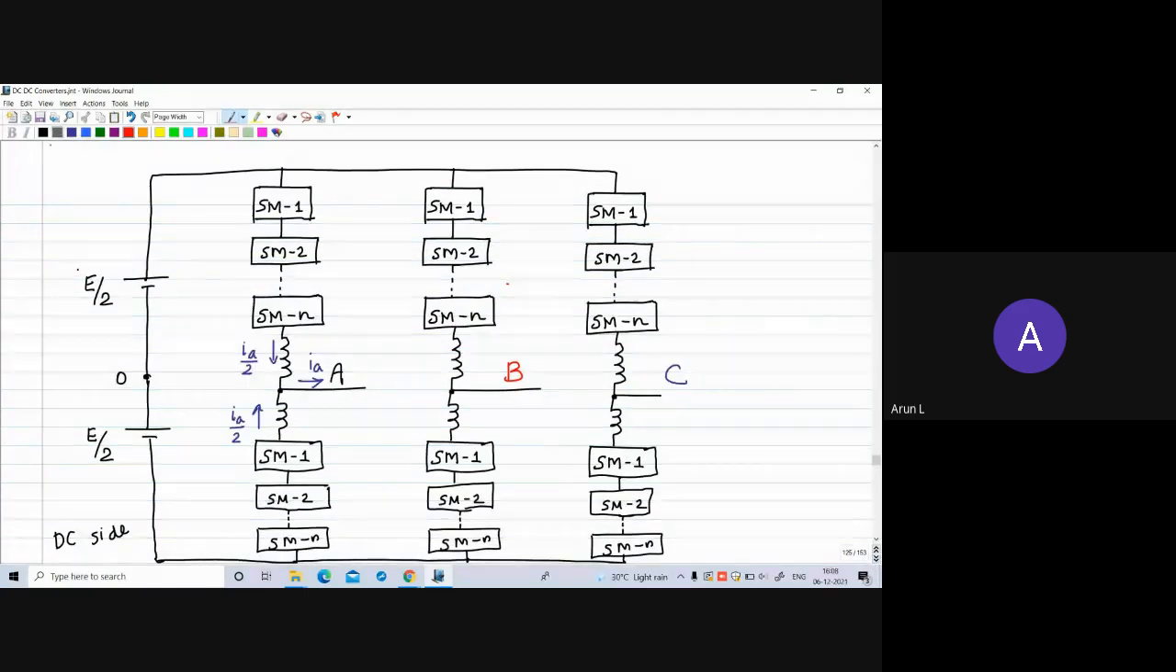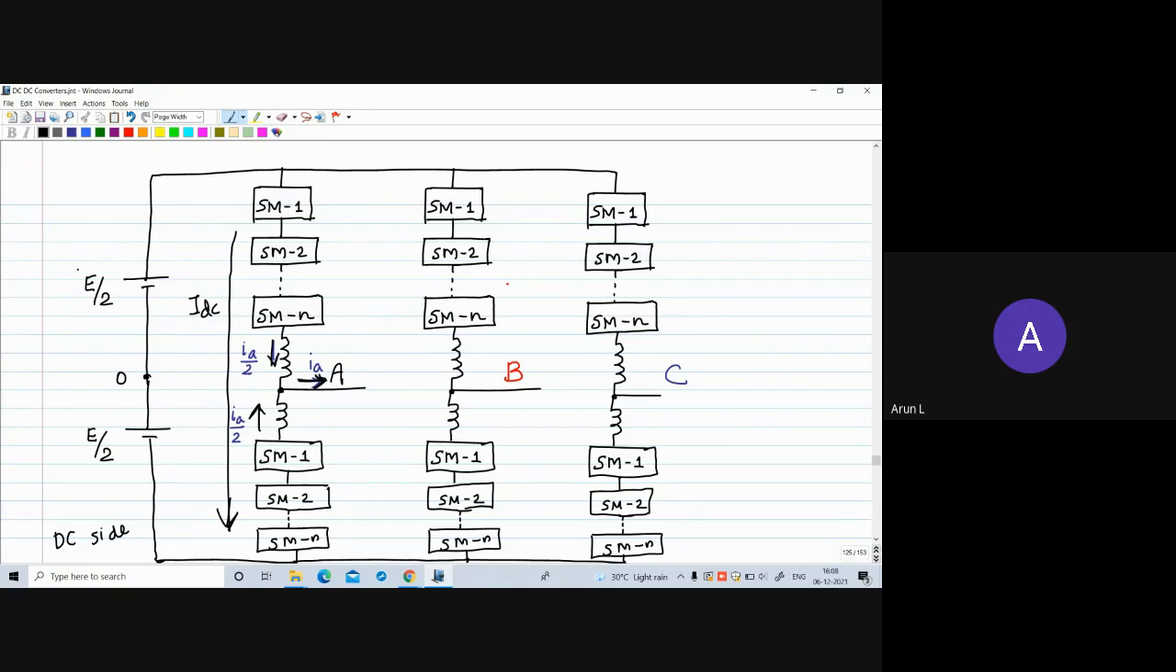One more point I want to emphasize here. If IA is the current going out of this pole, then IA by 2 will be coming from the upper arm, and IA by 2 will be coming from the lower arm. At the same time, there will be some DC current flowing through both the arms. That DC current is known as circulating current. Circulating current minimization is an active research area in this modular multi-level converter topology. How to minimize circulating currents.